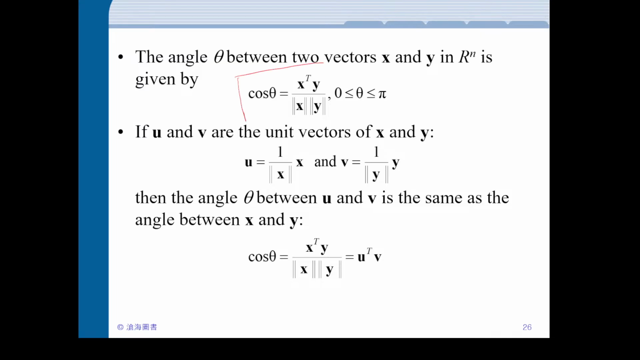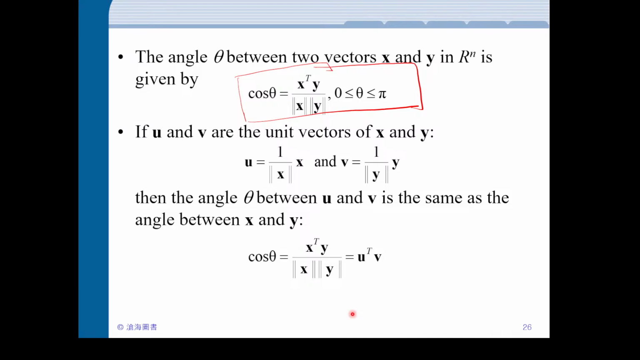So cosine theta is x inner product y divided by length x, length y. And you can also define this in terms of unit vectors. Unit vector is still an easy concept. So x divided by length of x, y divided by length of y. Then cosine theta is just U^T V.